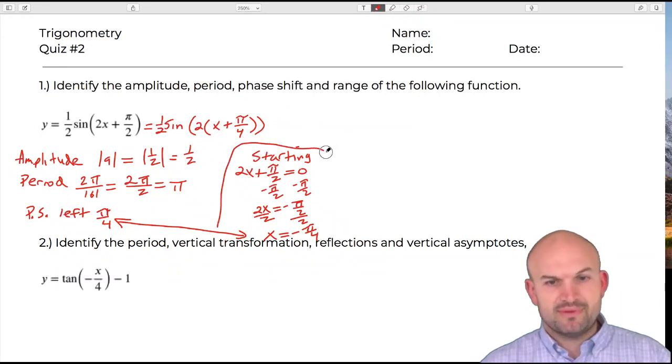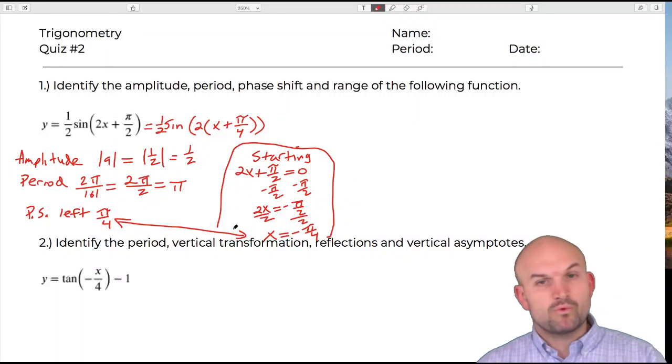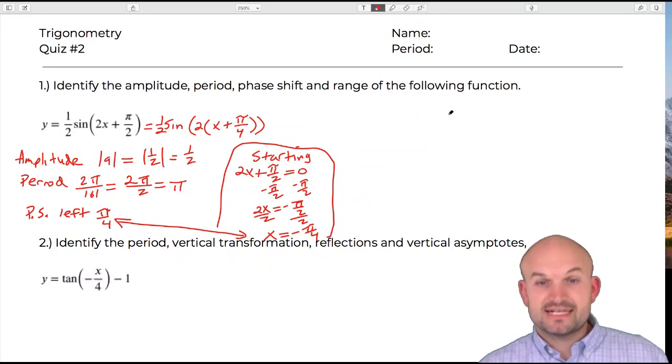And I'm just going to put it in a box. So therefore, you can see another way to understand how the transformations are going for that graph. Now, the next thing is really the range.